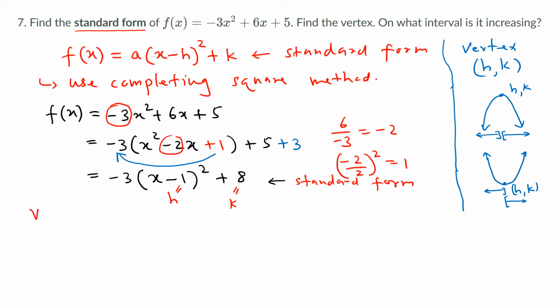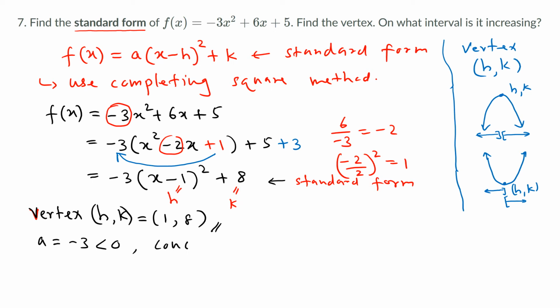So the vertex (h, k) equals (1, 8). It's 1, not negative 1, because you have to write the negative of h. So without negative signs, it is (1, 8). So that's the vertex. And then on what interval it is increasing: you can see that here a is negative 3, which is a negative number. So that means it is concave down. Concave down means the graph is like that.